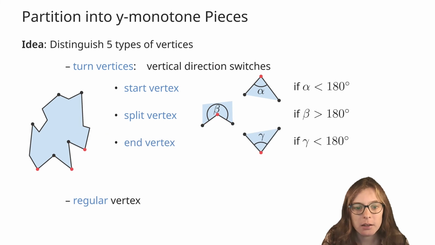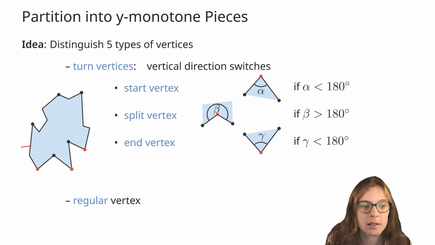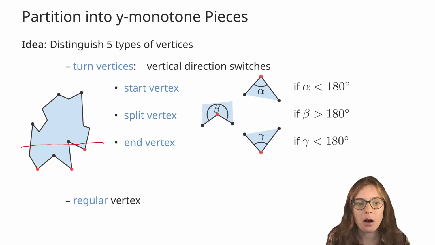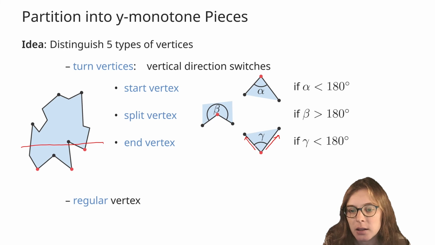Next, the end vertex is the symmetrical case of the start vertex. This is where the connected component on the sweep line, when passing the end vertex, terminates. Again, we can identify the end vertex locally by considering the incident edges. Both edges go upwards and the incident angle is less than 180 degrees.